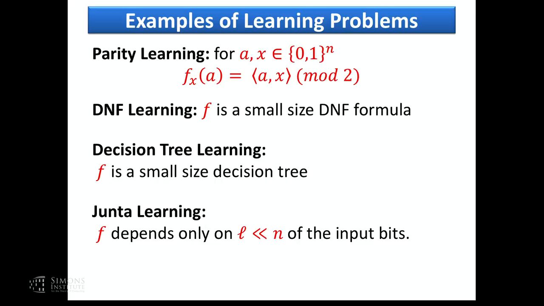In decision tree learning, we know that F is a small size decision tree. In junta learning, we know that F is a junta. What is a junta? It's a function that depends only on L out of the N input bits, or think of L as much smaller than N, but we don't know which input bits are the ones that matter. Okay, so we need to figure this out, and we need to figure how the function depends on these input bits. And as we'll see, the results that I will mention will apply to all these problems.